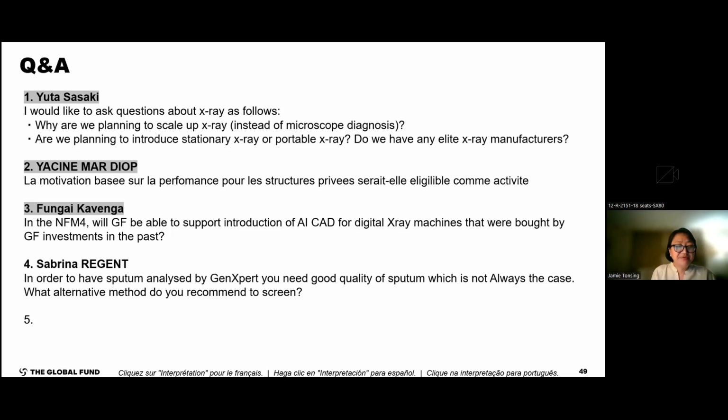I see a fourth question from Sabrina Regent. In order to have sputum analyzed by GeneXpert, you need good quality of sputum, which is not always the case. What alternative method do you recommend to screen?